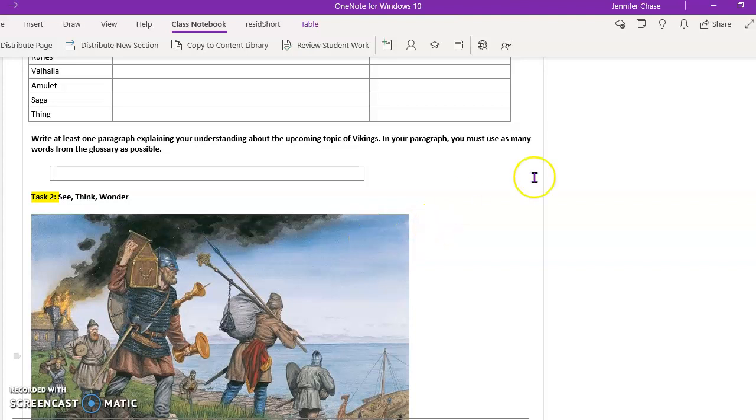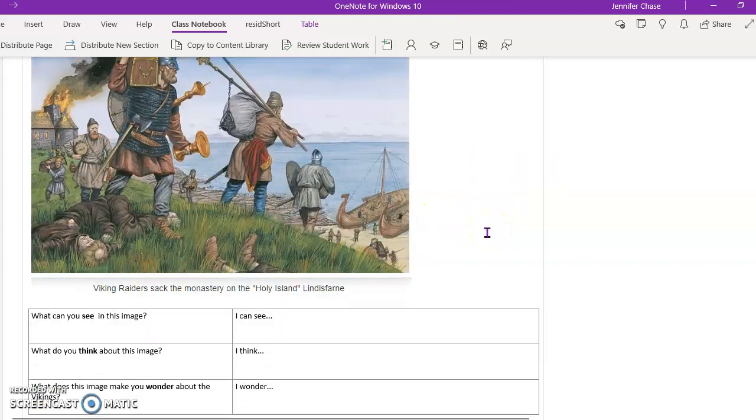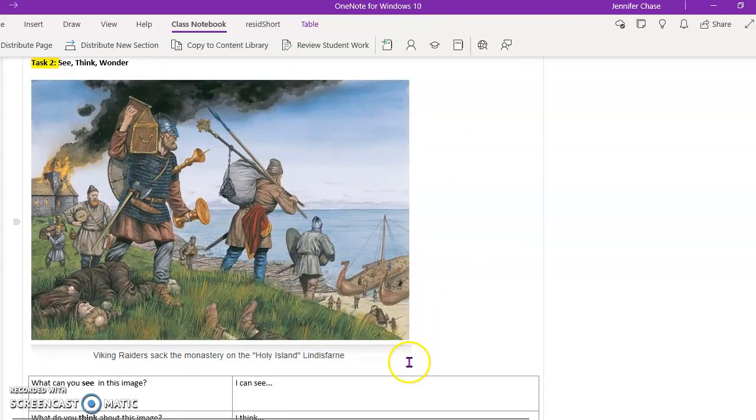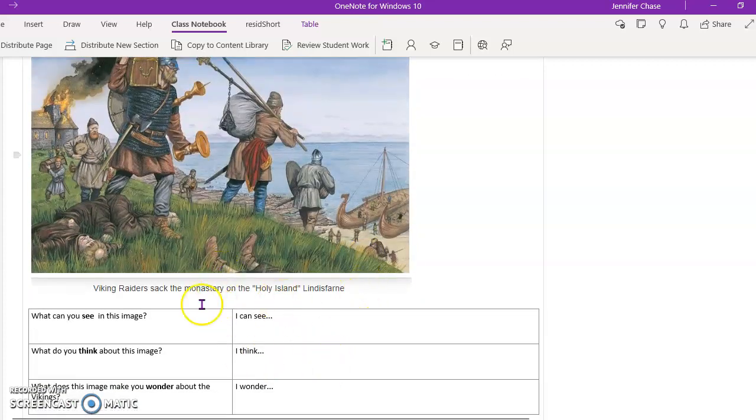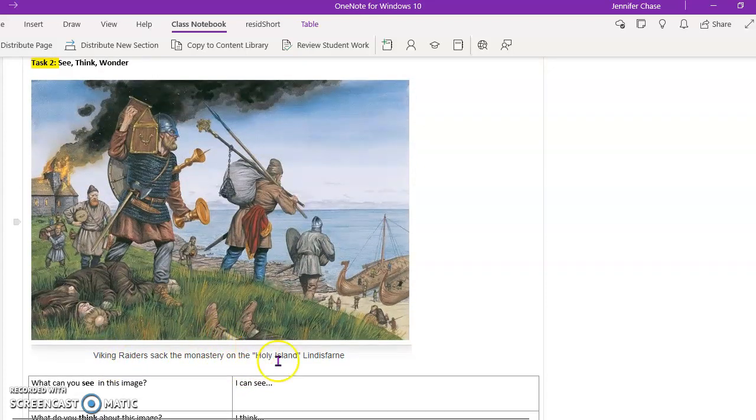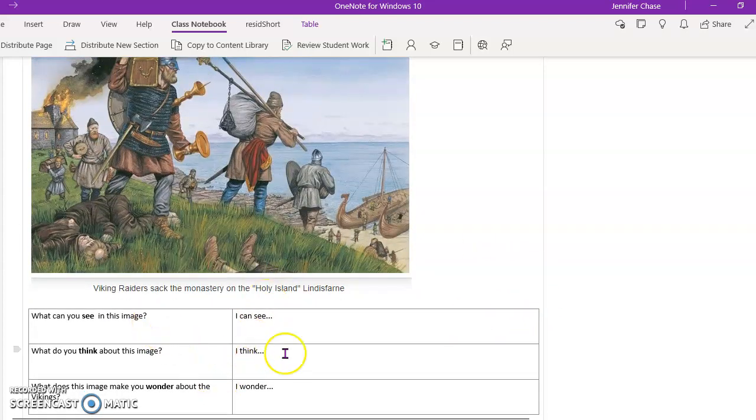All right, last thing to do after you've done that glossary is just to really get us thinking about the Vikings. This is See, Think, Wonder. I'm giving you an image here. Obviously, it's a modern image from a textbook, actually, of Viking raiders sacking the monastery. Sacking is to rob, really, on the holy island of Lindisfarne, which happened in 793 CE.